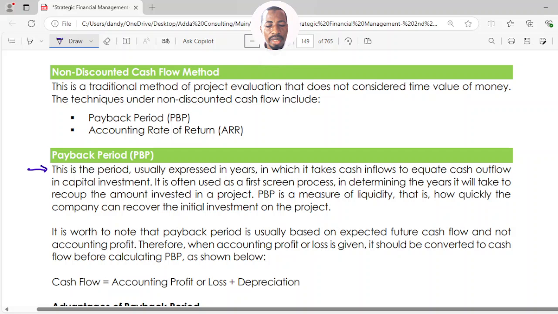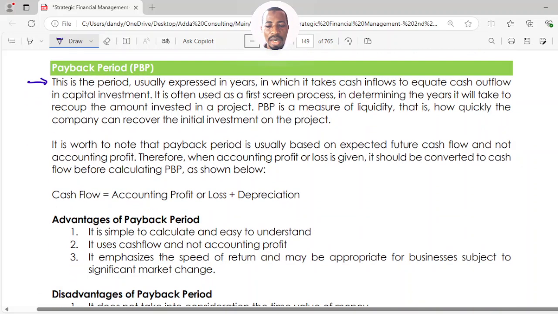So, in the calculation of payback period, cash flow must be used, because of all investment appraisal techniques, apart from the accounting rate of return, all the techniques make use of cash flows. It is only accounting rate of return that uses accounting profit or loss. So if accounting profit or loss is given, it should be converted to cash flow before calculating the payback period.